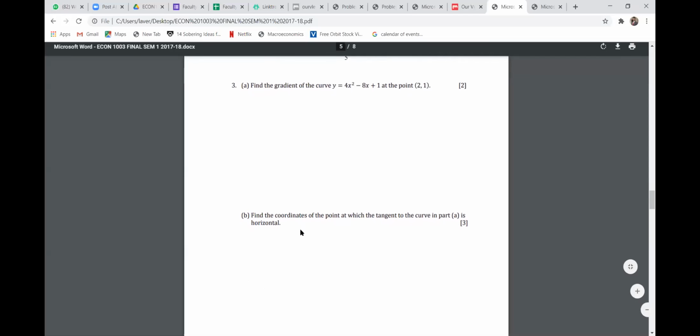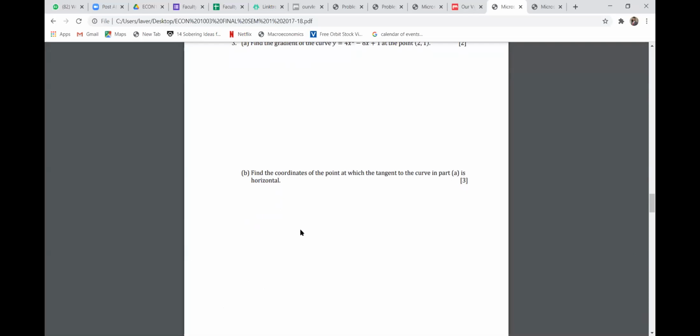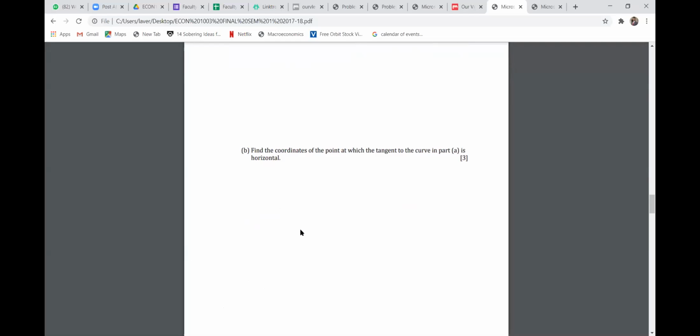So we have our gradient. This is part 3, section A. There, cool. So we have our gradient is equal to 8. So we can move to the second part of the question since we found our gradient. The second part asks us to find the coordinates of the point at which the tangent to the curve in part A is horizontal.